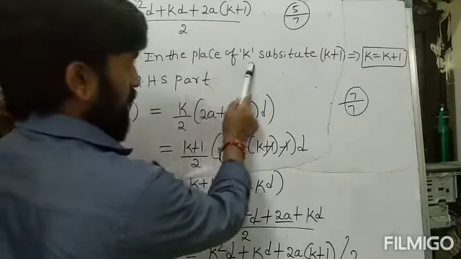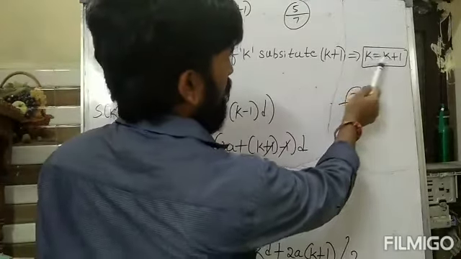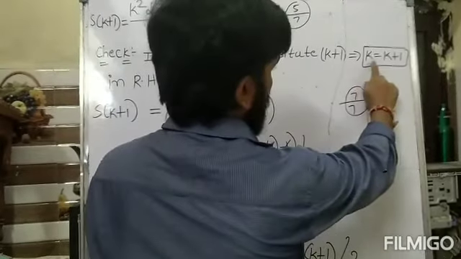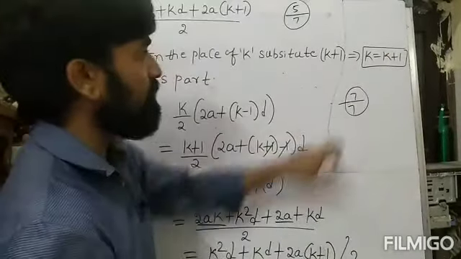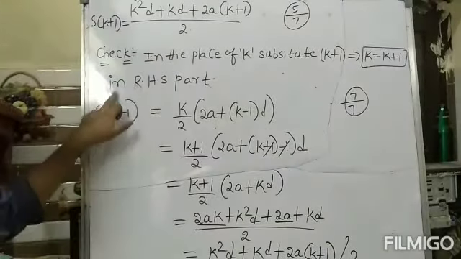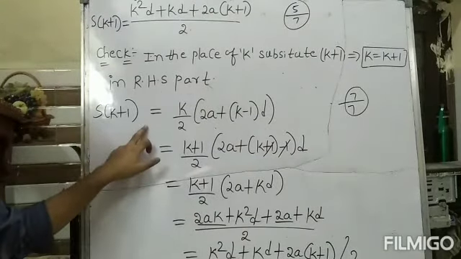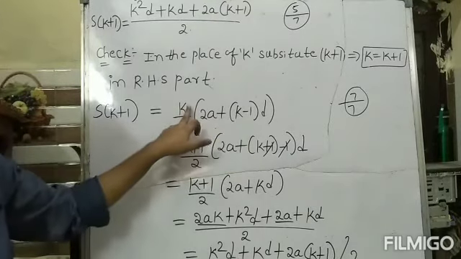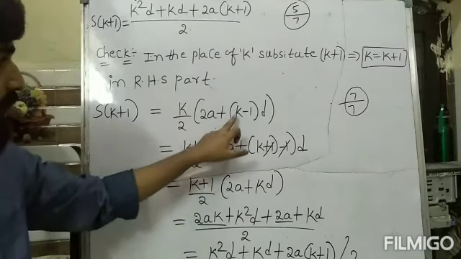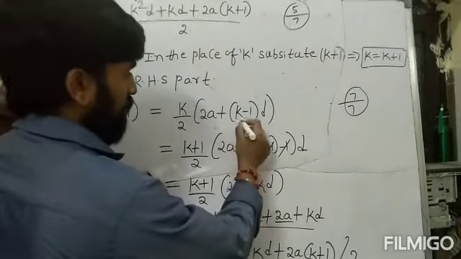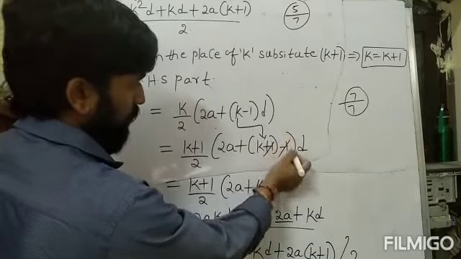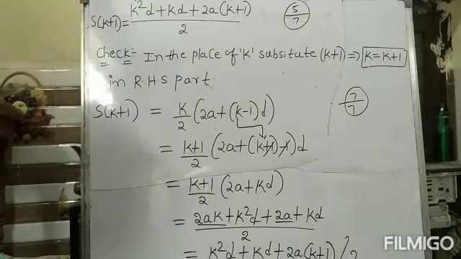In the place of k, substitute k plus 1. In s of k plus 1, we have to substitute k plus 1 in the RHS part. So what is the RHS of s of k plus 1? The RHS is k by 2 into 2a plus k minus 1 into d. In the place of k, I am substituting k plus 1: k plus 1 minus 1 into d. Minus 1 doesn't cancel, you are getting this. Okay, next we are going to the next question.